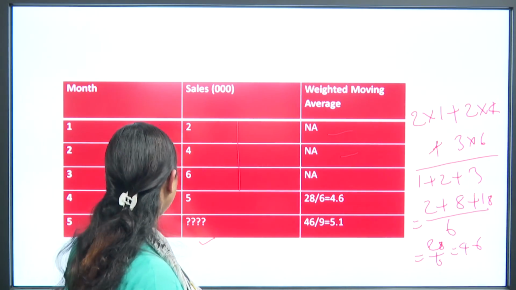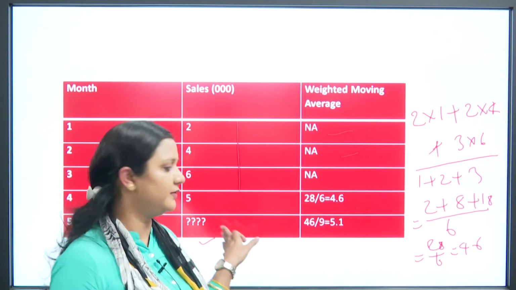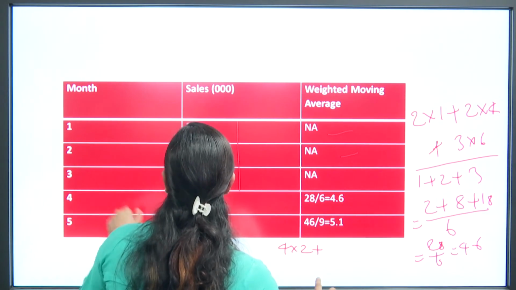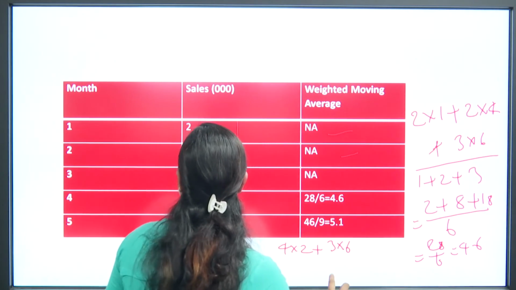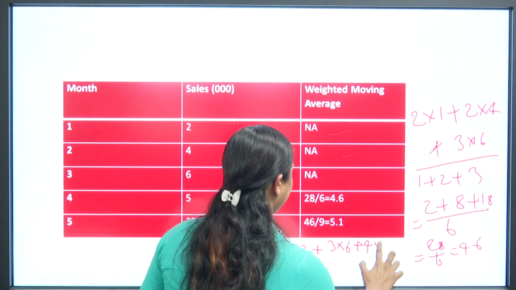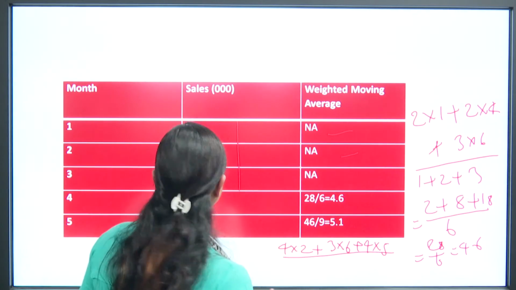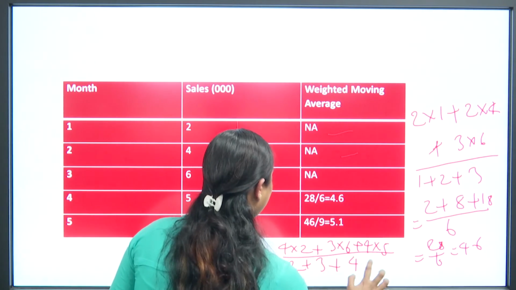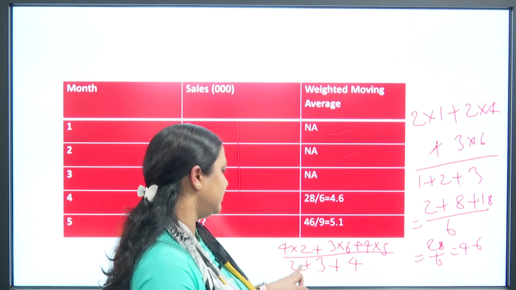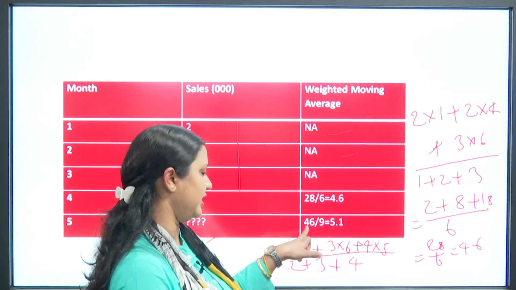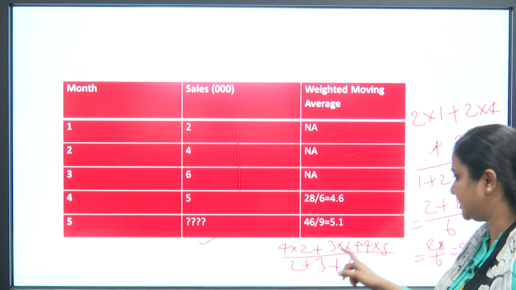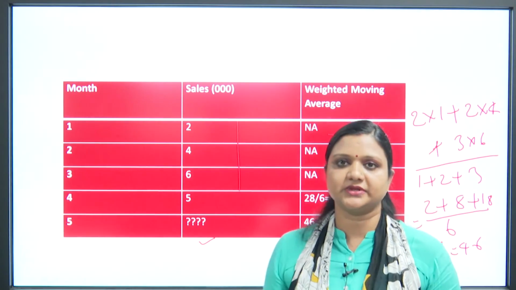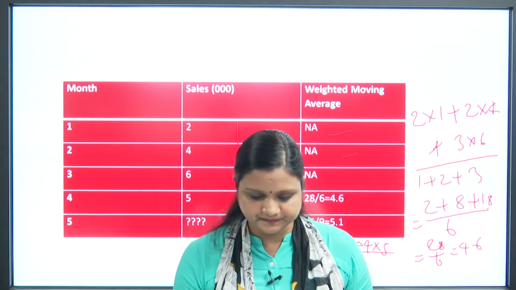In the same way, if we are going to calculate the forecasted figure for the month of May, that will be 4 multiplied by 2 plus 3 multiplied by 6 plus 4 multiplied by 5, divided by 2 plus 3 plus 4. The total is obviously 9, and after calculating we get 46. 46 divided by 9, that value comes to 5.1. So, under this method the forecasted figure for the month's sale is basically 5.1.